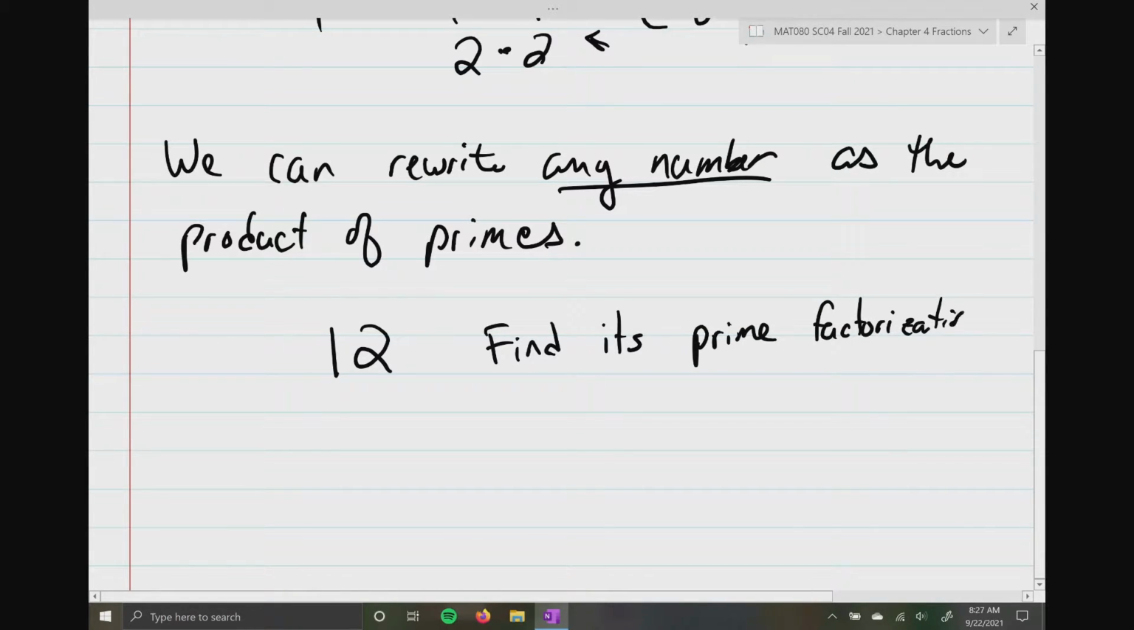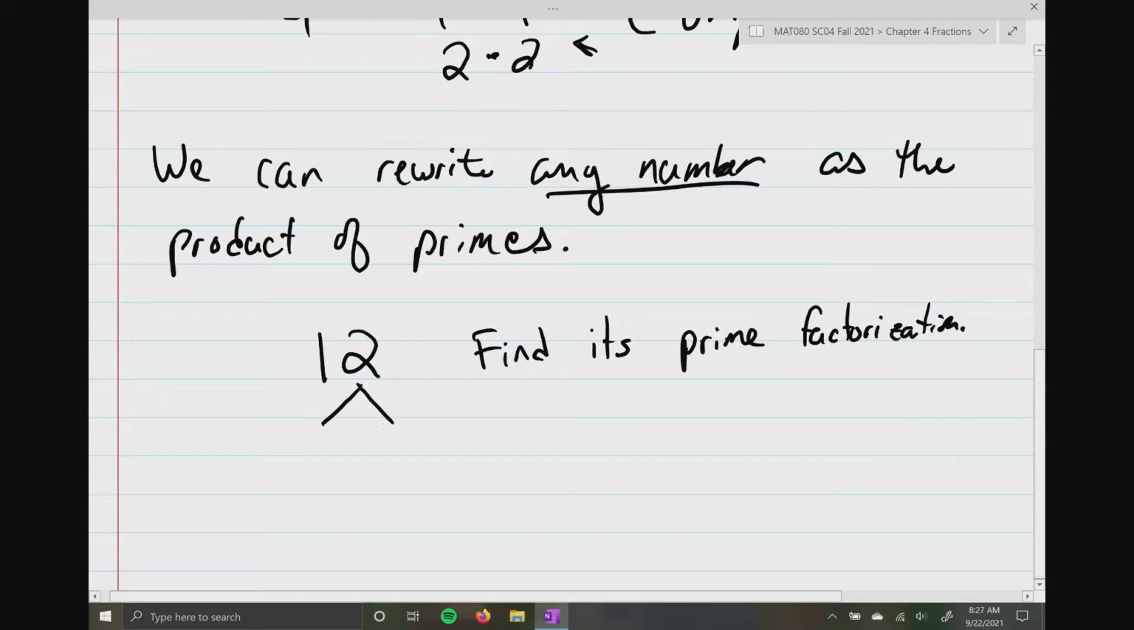Find its prime factorization. As soon as you see prime factorization, you need to be thinking multiplication of prime numbers. It doesn't matter what you pick. All you need to find are two numbers that multiply to give you 12. So I'm going to use 3 and 4. Yeah, LaKendra, I like 3 and 4. I agree with you.